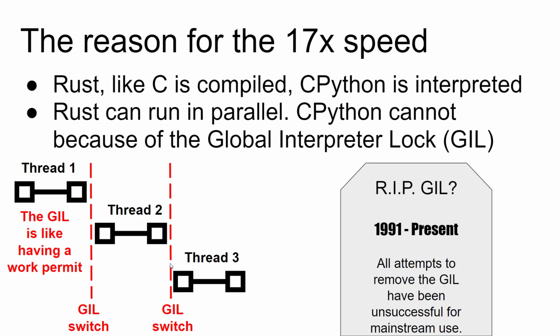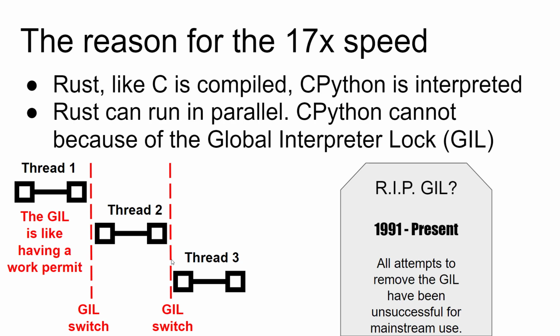There's been many attempts to remove the GIL, and they've been unsuccessful for mainstream use for multiple reasons, either not getting the intended performance increase or not being compatible with a lot of the user community packages. There is a very recent attempt that's going on that may prove fruitful, but until then, we're stuck with this GIL and having to run CPython in a single threaded use case.